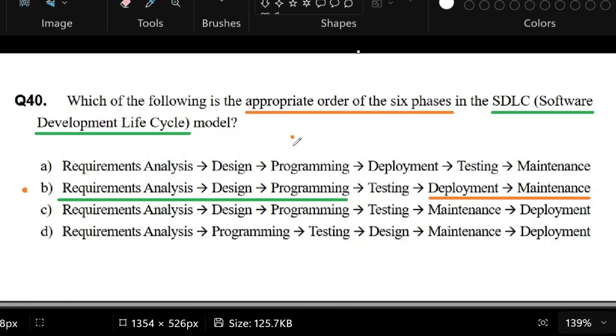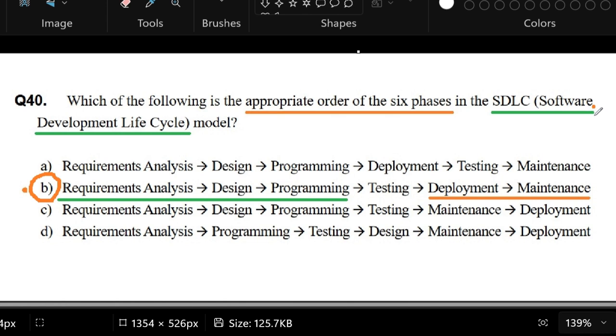Question number 40 of the PhilNITS FE morning portion of the exam. In this question, we are being asked, which of the following is the appropriate order of the 6 phases in the SDLC, Software Development Life Cycle Model? Okay, I was able to arrive at the correct answer, which is letter B.